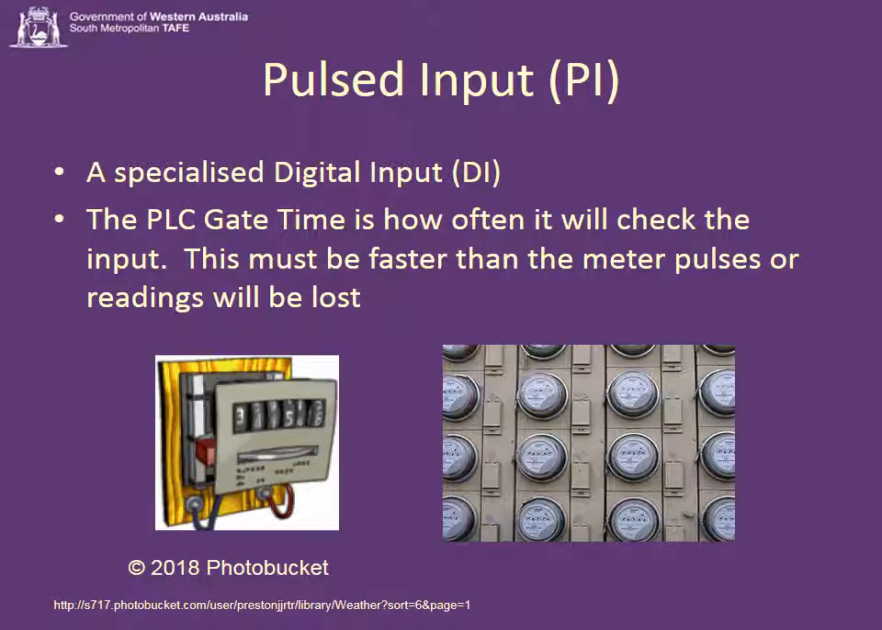You also have a special type of digital input, which is the pulsed input. We get this from electricity meters, and basically every time the little disc goes round it gives a pulse. We don't care about the on-off status so much. What we do instead is we count the pulses. What's extremely important is that our computer runs fast enough so that it doesn't miss any pulses.